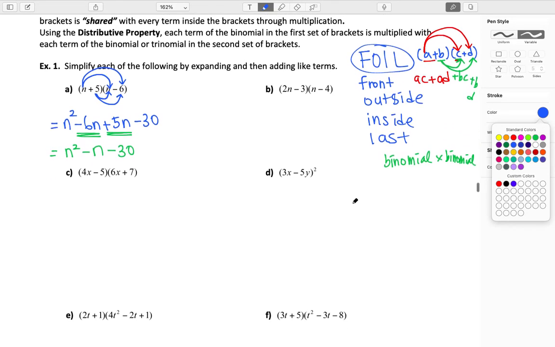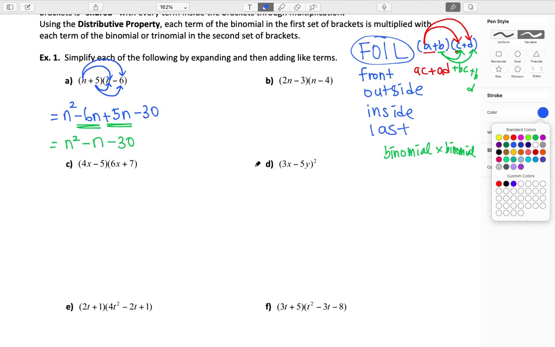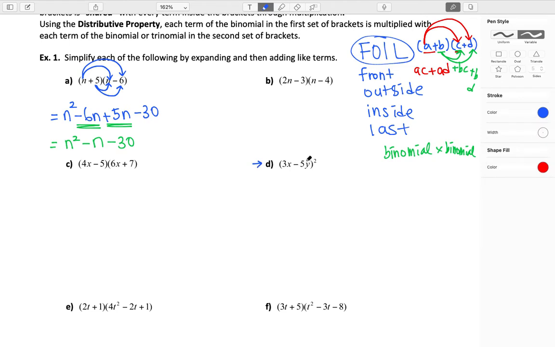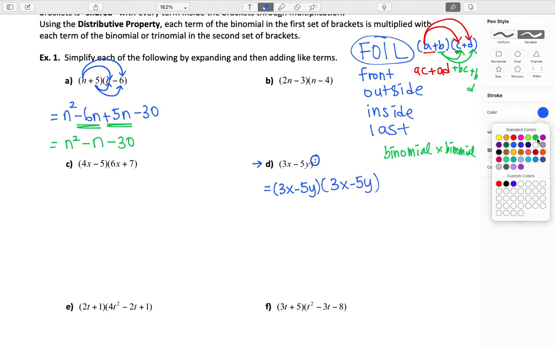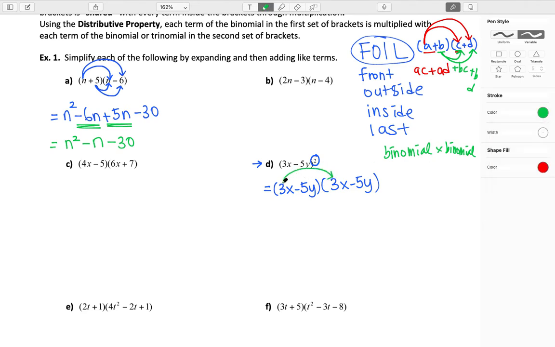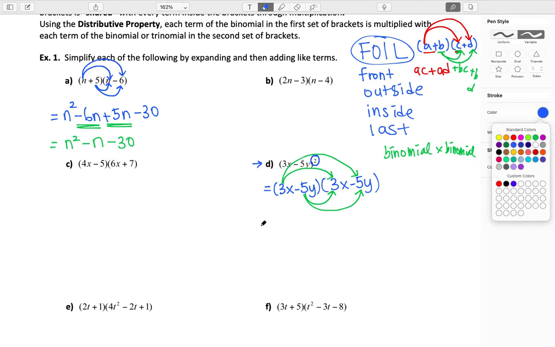So let's try another example, letter D. In this case, I just see one binomial, but there's a square. This square means that there's two of it, 3x minus 5y, and then 3x minus 5y. So when I have two binomials together, we must do FOIL. Front, outside, inside, and last. Okay, 4 arrows in total.